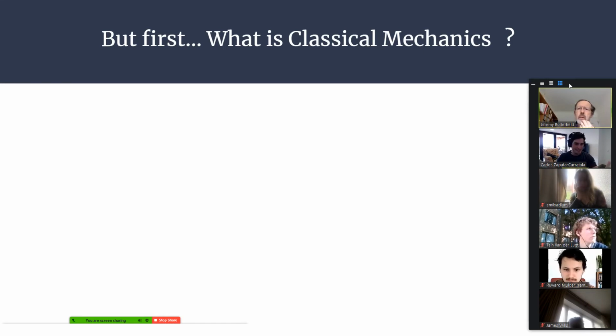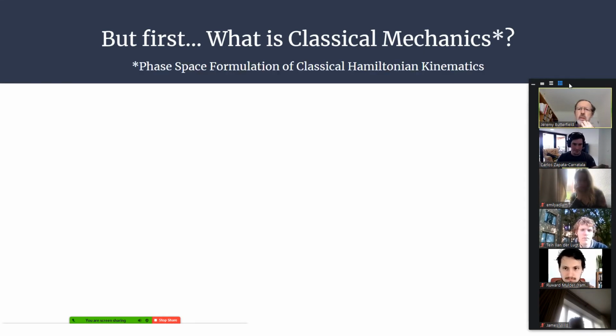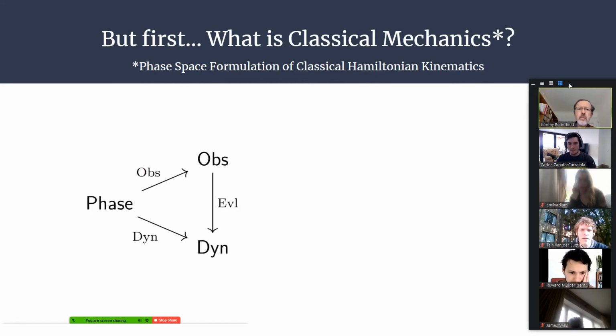So first, let me say what is classical mechanics, or actually I should specify what is the phase-space formulation of classical Hamiltonian kinematics. This is very precise, instead of just classical mechanics, which can have a lot of philosophical detours that we don't want to take right now. The way I understand Hamiltonian mechanics, or phase-space formulations of mechanics, is that you have three categories. You have a category of phase spaces, a category of observables, and a category of dynamics. And you have functors between them that operate in this way. This looks very abstract, but I assure you that this will look very familiar in a second.